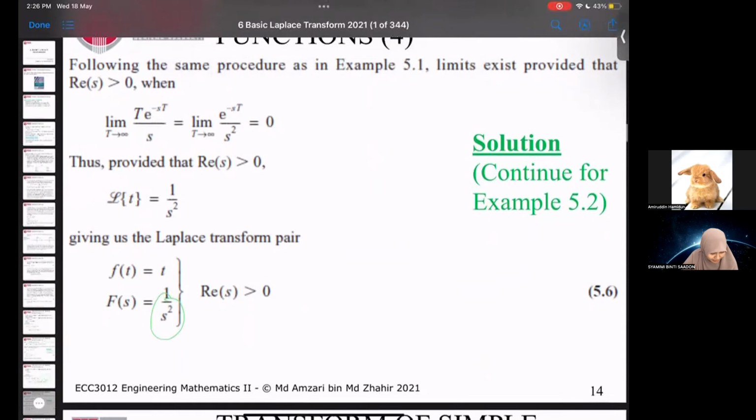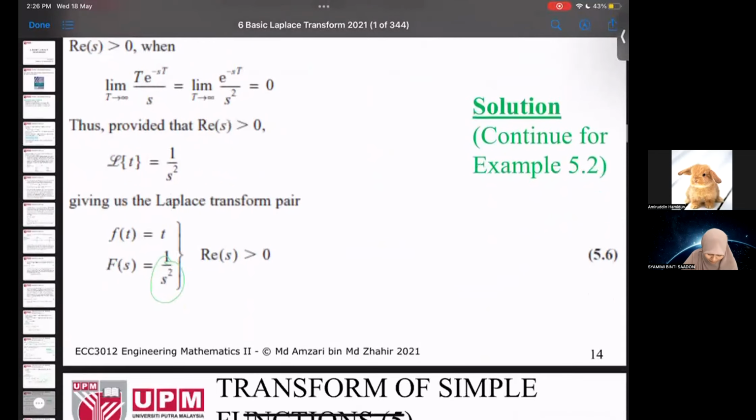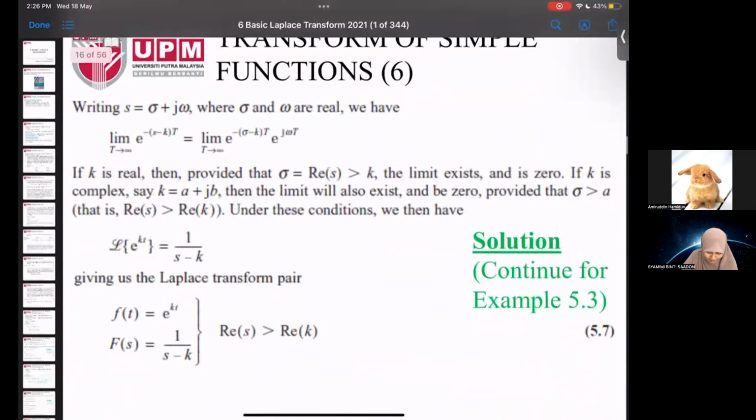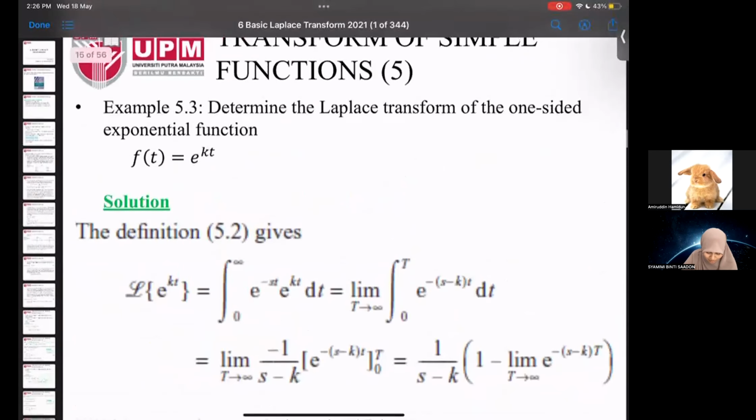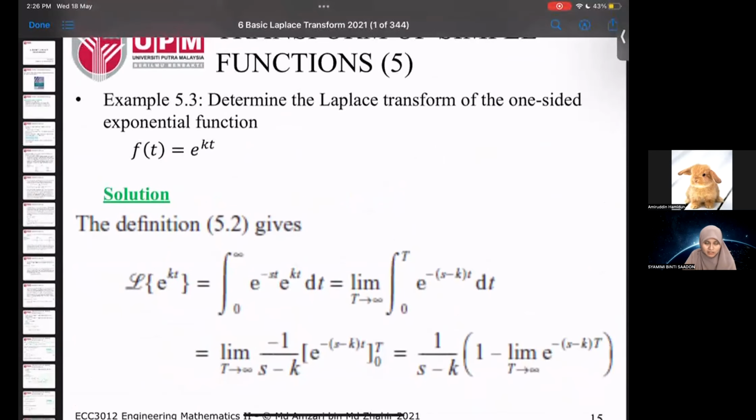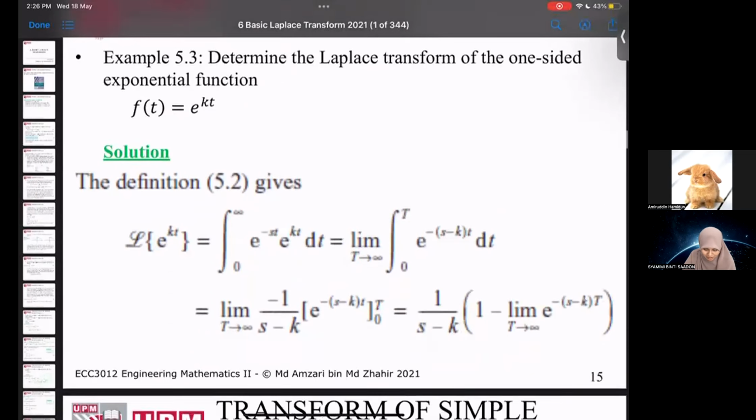Okay, then we've looked at the Laplace transform of two functions: the first one was a constant, the second one a variable t. The third one, maybe I'll show it, because I skipped certain ones. The rest, like the Laplace transform of the exponential, you can look at how it's done.